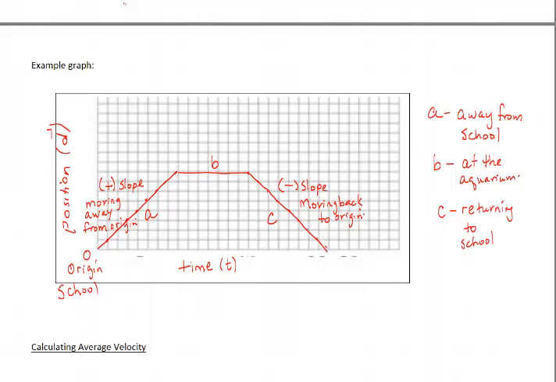So we can use a position time graph to plot our trip. Sometimes we want to be able to calculate average velocity. This is the formula we use for that. Average velocity equals change in displacement divided by the change in time. Let's look at a scenario where this might be used.